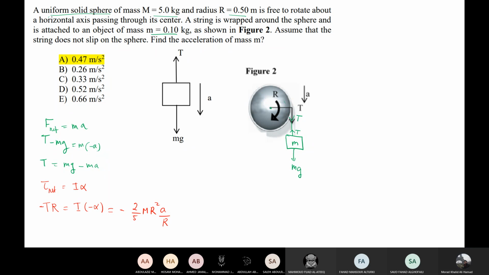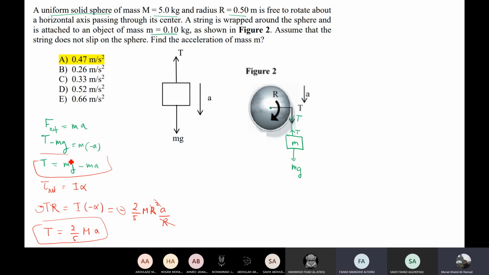Is that clear? Instead of I, I just put 2 over 5 mr squared, because for a uniform solid sphere it will be given in the formula sheet. And instead of alpha, we put A over R. Just rearrange. R goes with the squared, and we have R on the two sides. We can eliminate it. We can eliminate the minus on this side with this one. So T will end up equal to 2 over 5 ma.